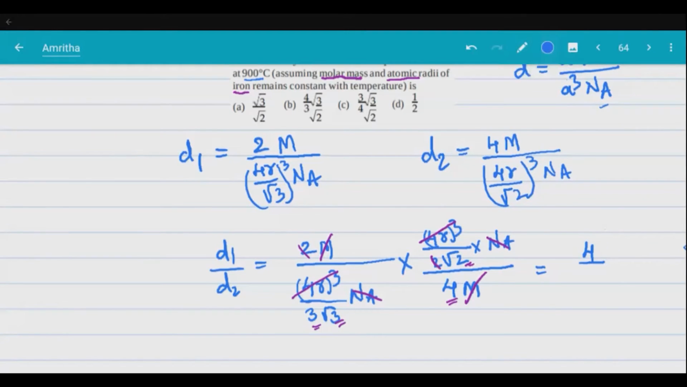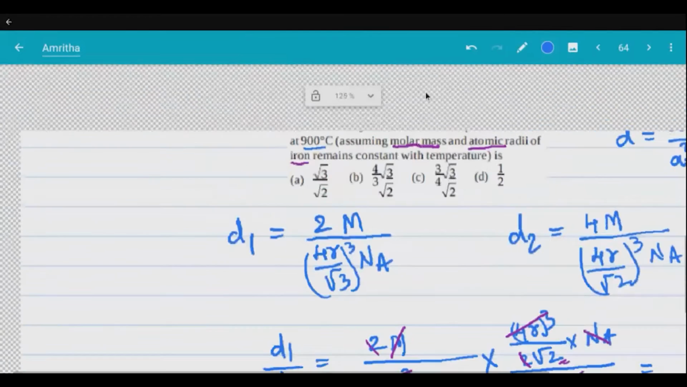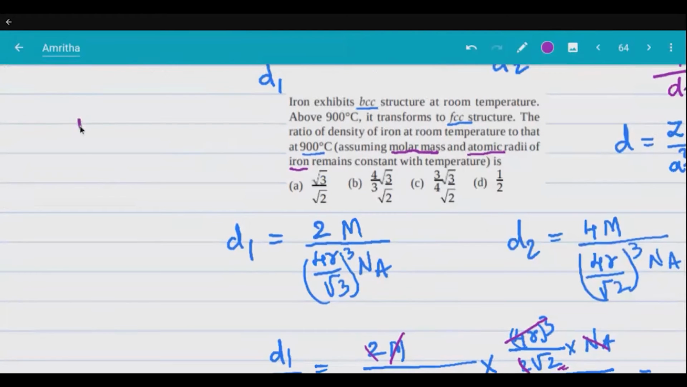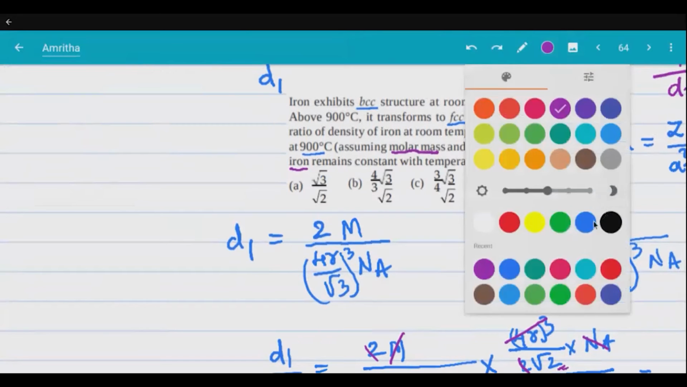Acha, how root 2 came? Just simple mathematics. See, look at this, how root 2 came. I'll explain this. After this it is very simple maths, I know. See, it is FCC, right? It is FCC. And look at this.